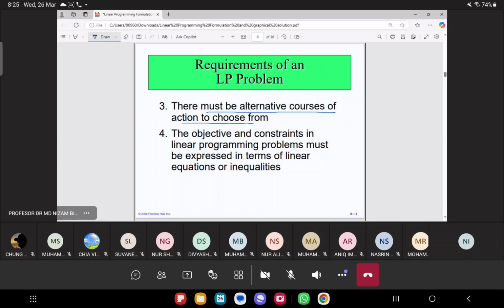But if Proton has only one car model, let's say, for example, Proton has only the X50 model, no other models, then basically Proton doesn't have an alternative course of action to choose from, meaning that there's no choice. So you just make one model. In that particular case, where there are no alternative courses of action to choose from, you don't need to use a linear programming problem to optimize your operation and maximize profit, because it's given already. You don't have other options. Just build the X50 model.